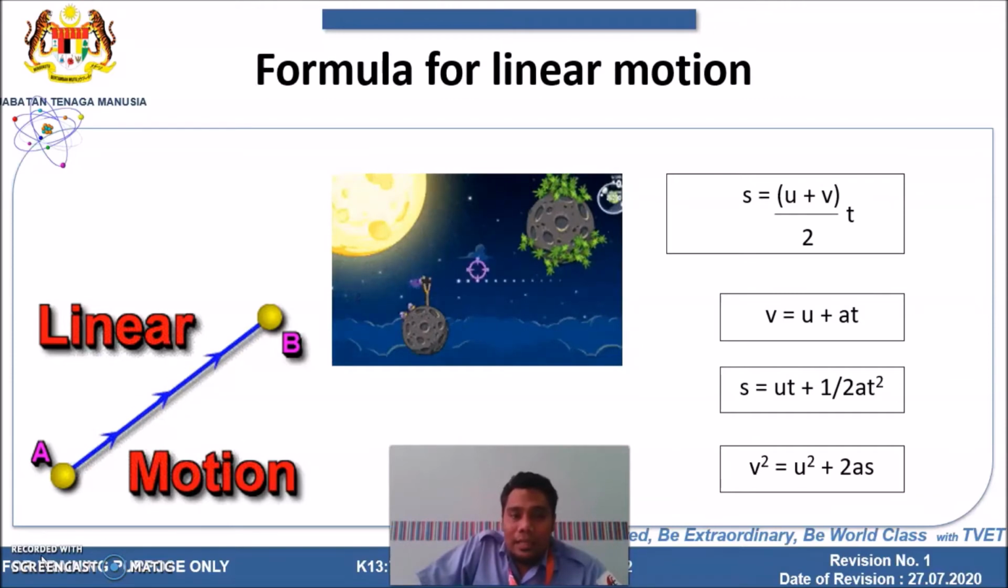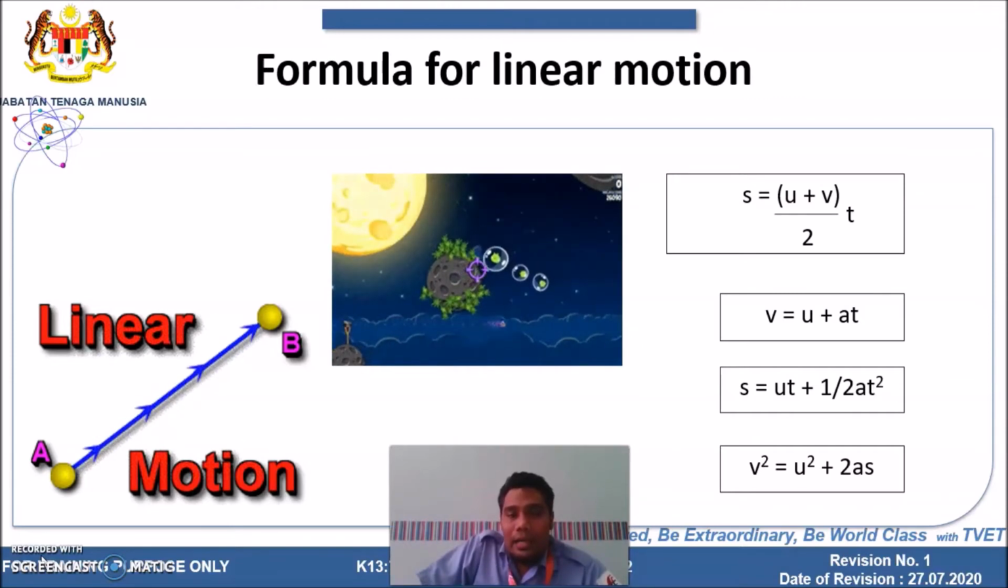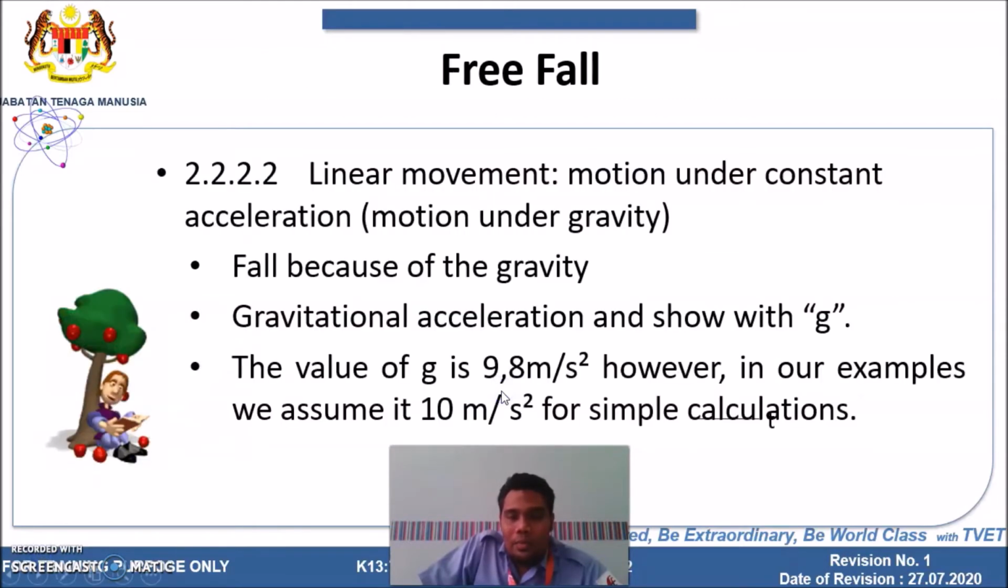So tadi kita belajar tentang linear motion. Okay, now kita belajar tentang linear motion juga, tapi in different direction. Tadi in a horizontal ataupun mendatar, linear in mendatar. Sekarang vertical punya, free fall. Tapi in a straight line also, kita panggil straight line motion, under motion under gravity punya effect.